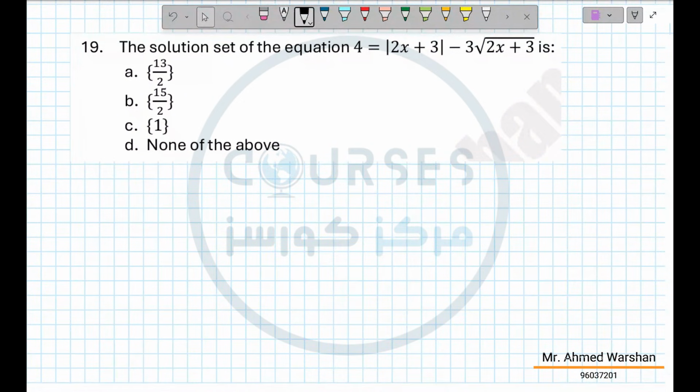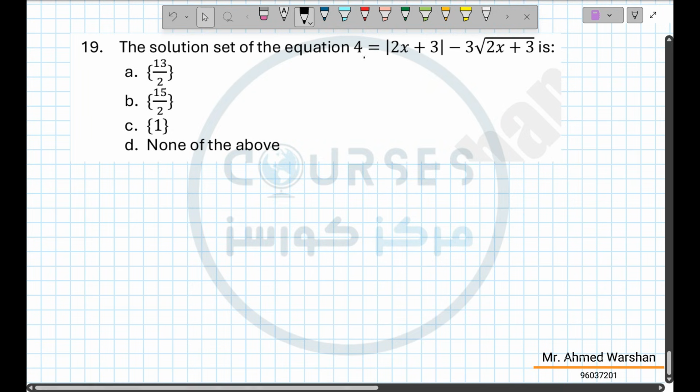Okay, for question 19, the solution set of the equation 4 equals absolute value of 2x plus 3 minus 3 square root of 2x plus 3 is. Whenever you see an absolute value equation, you just feel like, move everything to the other side, split and solve. Not on this one. Whenever you see an absolute value and a root, your brain should go directly for a quadratic equation.